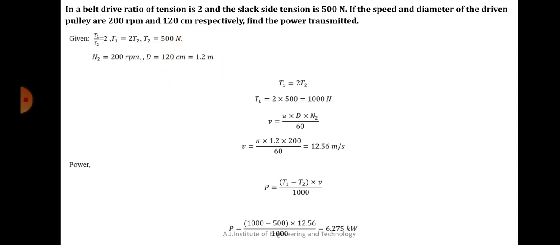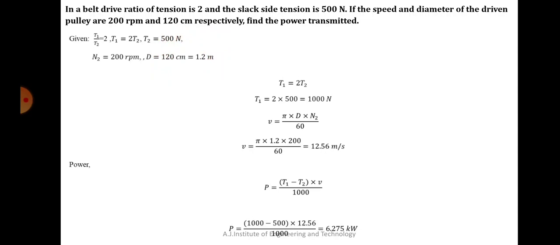In this case, they have given 120 centimeter, so divide by 100 to convert that into meter. So pi into d, where d is 1.2 meter, into speed. Speed is 200 rpm, so the numerator is in meters, and dividing by 60 will give you meters per second. 200 is revolutions per minute, rpm, and you want it per second, isn't it? So divide by 60, so that the whole answer will be in terms of meters per second. So you get V is equal to 12.56 meters per second.